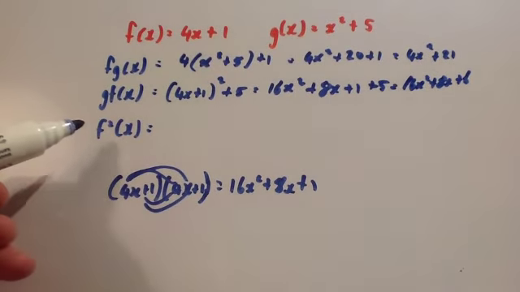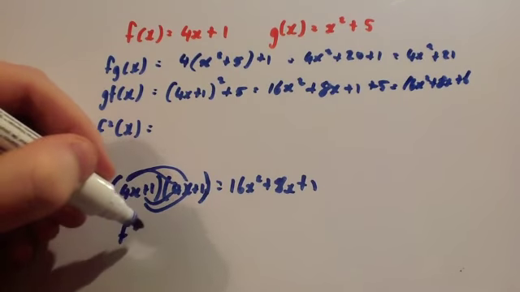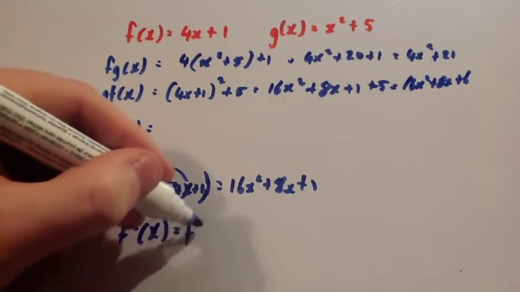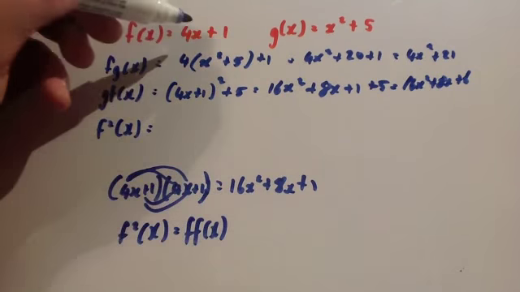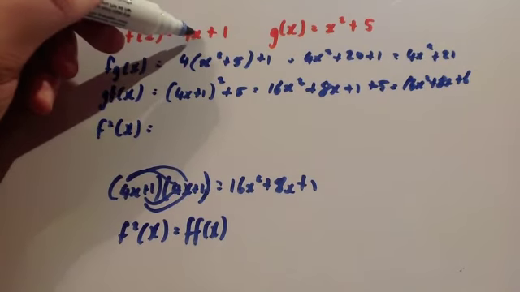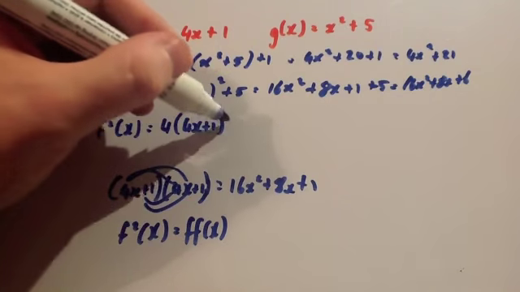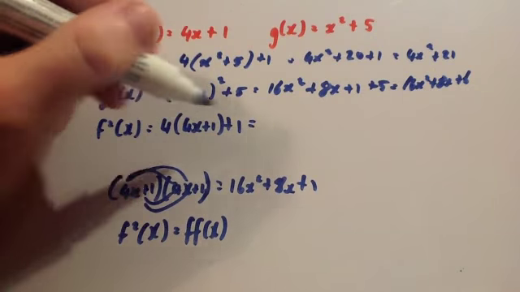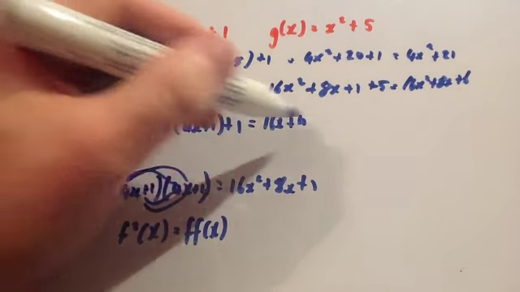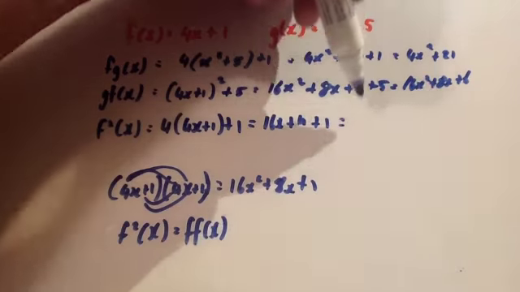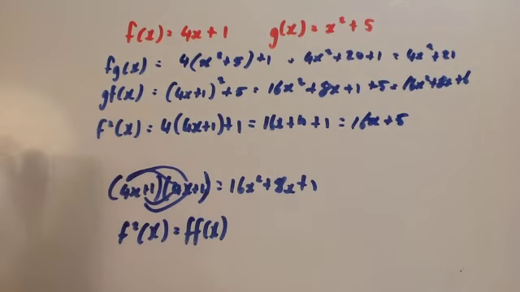Okay, and finally, f squared of x. So what this actually means is that f squared of x is the same as f of f of x. So in other words, you're going to put f of x into f of x. So you're going to get 4 bracket 4x plus 1, close brackets, plus 1. So you do 4 times 4x, which is 16x, 4 times 1, which is plus 4, and then plus the 1. So your answer then would be 16x plus 5. And that's it. So that's how to do some composite functions.